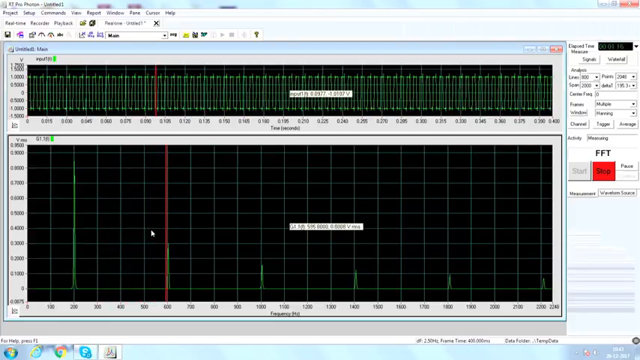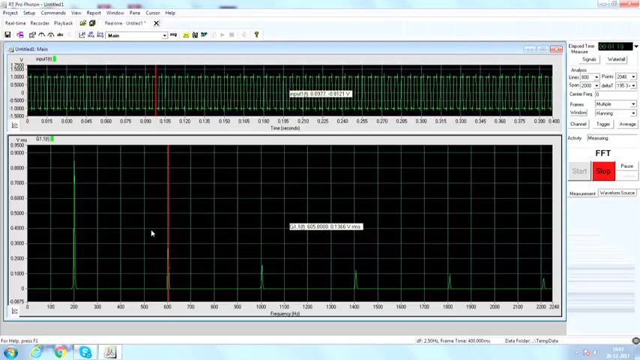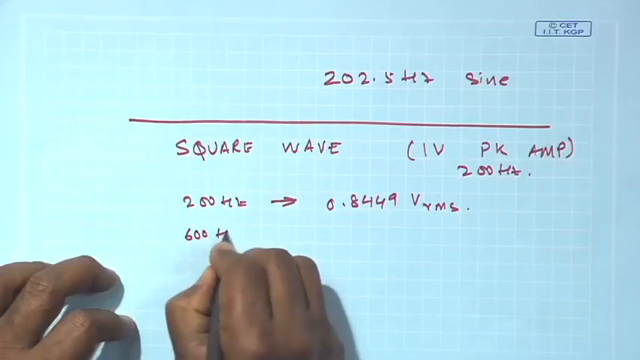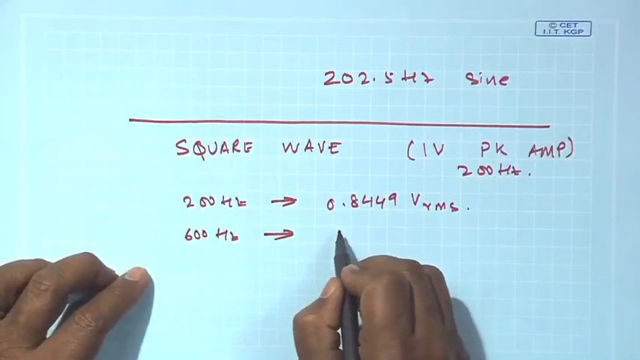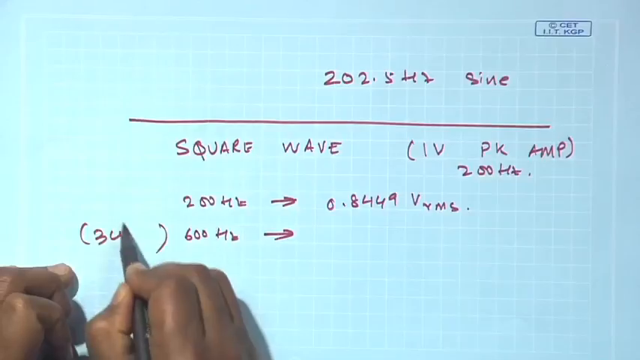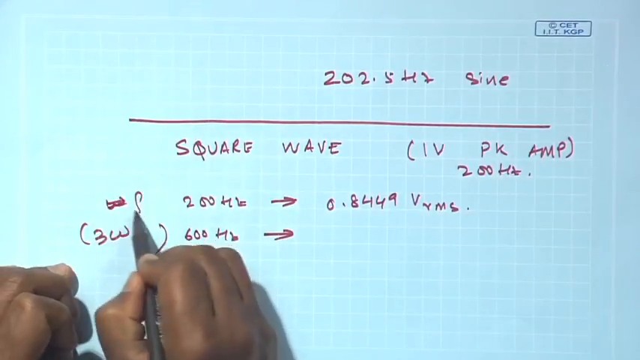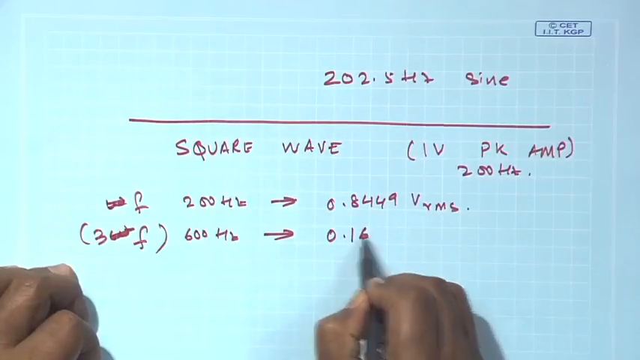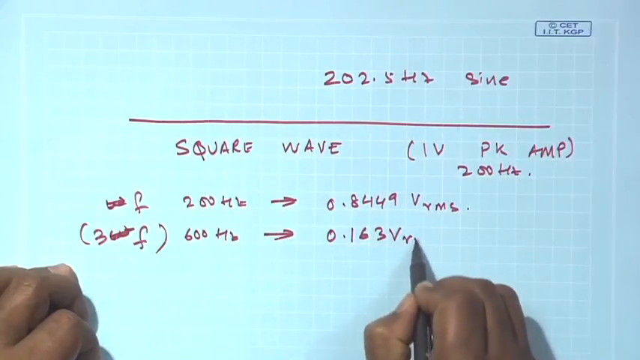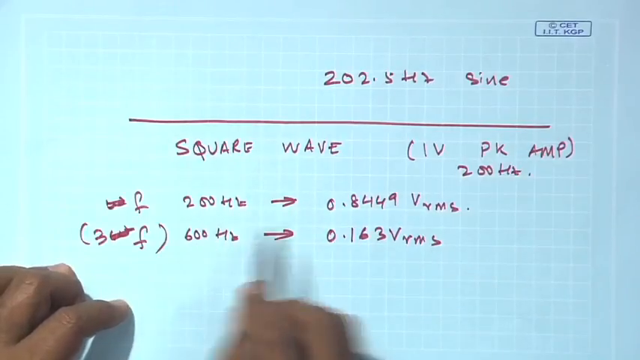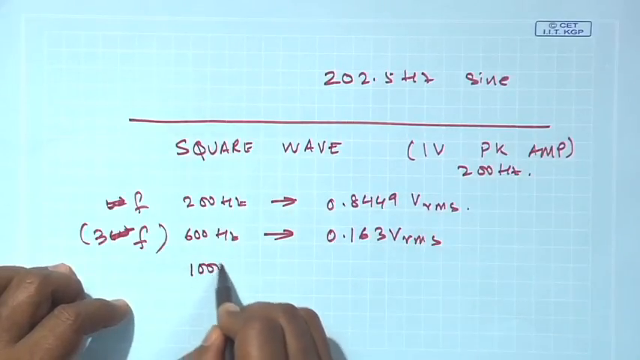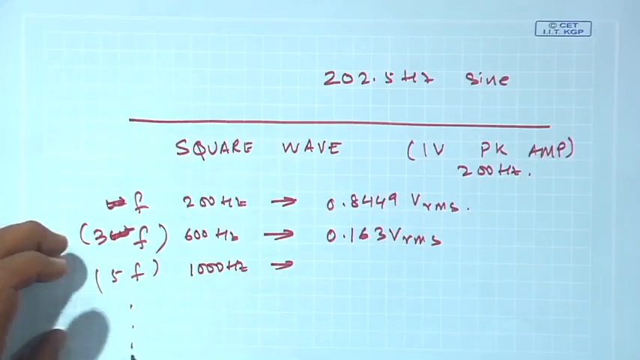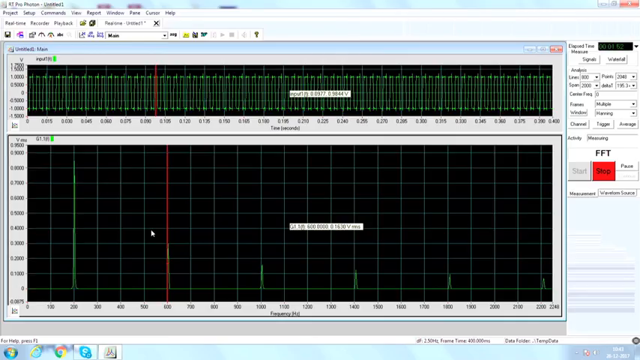So, a square wave essentially is made out of sine waves of different components. At 600 hertz, 3 times omega, it is 0.163 volt RMS. Then I will see at 5 omega, that is 1000 hertz, and so on. This goes through all the odd harmonics till about infinity.